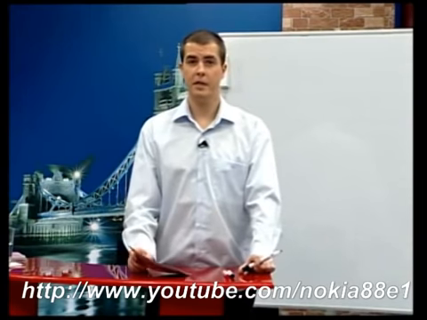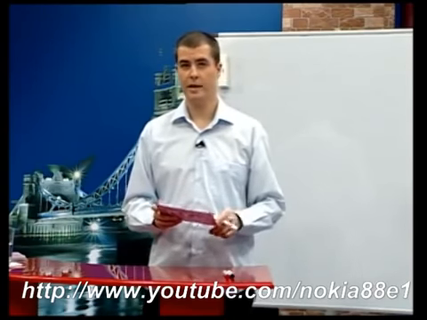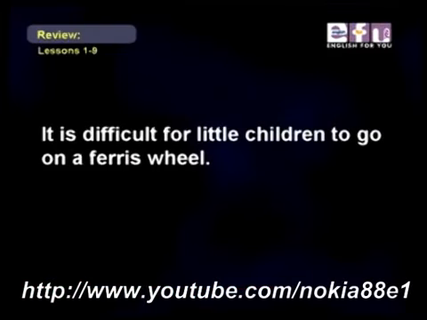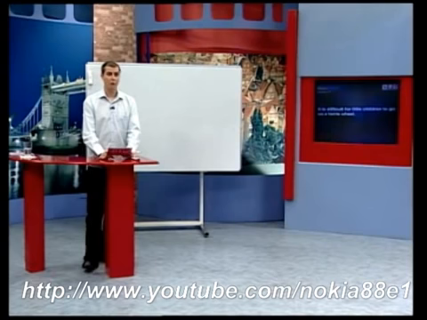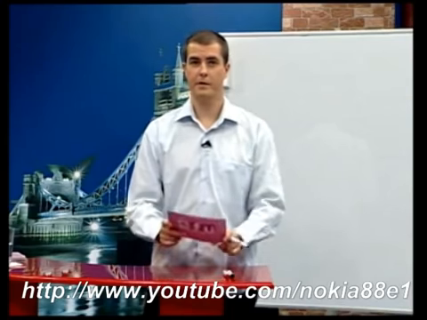So in this sentence, an infinitive is being used to show the purpose of an action or the reason for doing the action. Next one, it is difficult for little children to go on a Ferris wheel. For plus a noun, as in difficult for children, is often used with an infinitive.